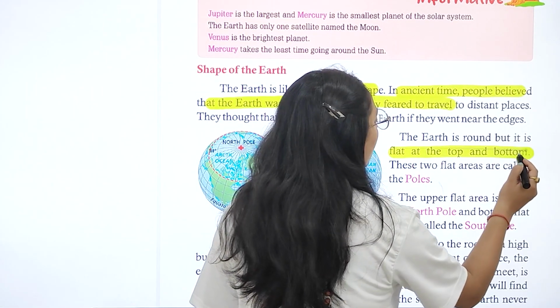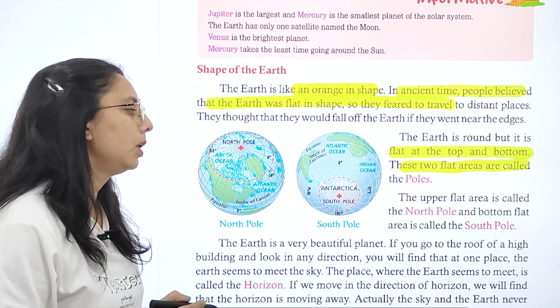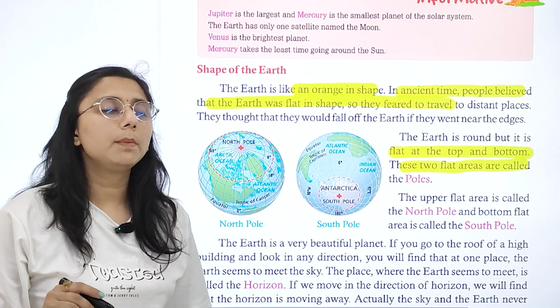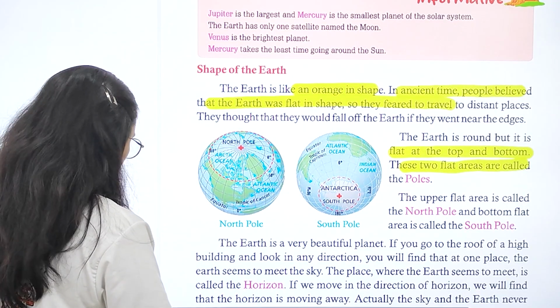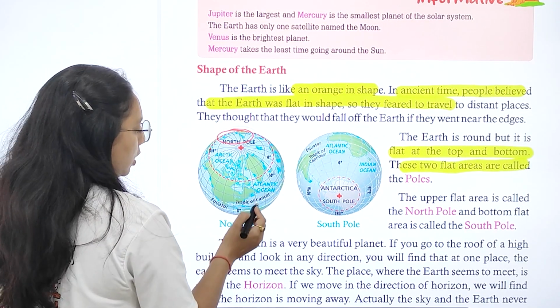It is flat at the top and bottom. बीच में कैसा होता है? Middle में थोड़ा bulging होता है. ठीक है, 2 flat areas होते हैं जिन्हें हम क्या कहते हैं? Pole. This is North Pole and this is South Pole.